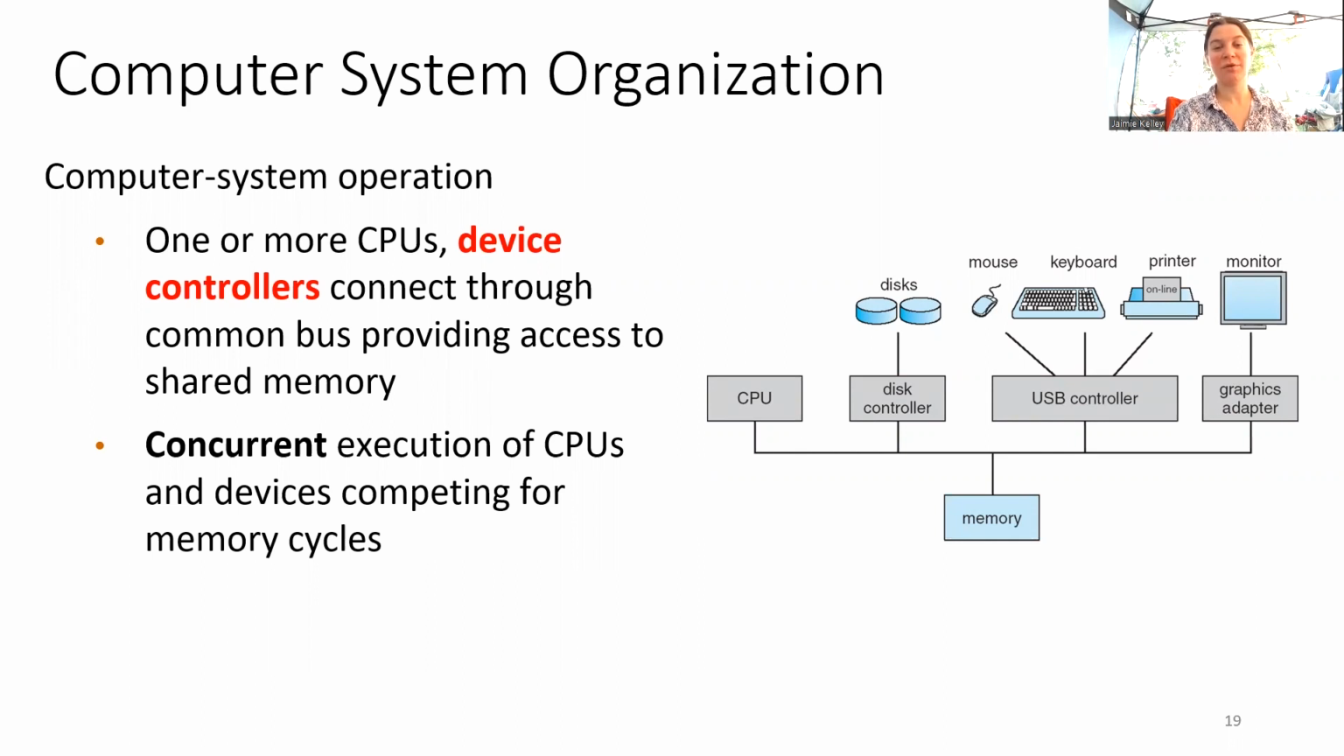We can refer to all of the input-output devices that need to communicate with memory, because they are doing so on behalf of an input or an output device, as device controllers. So these connect through a common bus, and typically only one of these devices can be communicating with memory at a time. Since only one can be communicating with memory at a time, we would refer to the interleaving of accesses between the CPU and devices that are competing for memory cycles as concurrent accesses.